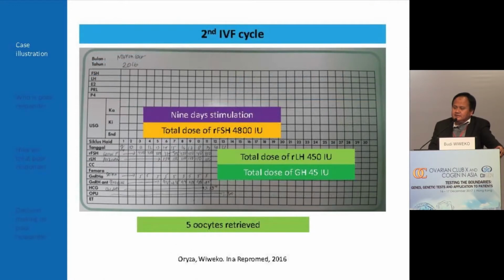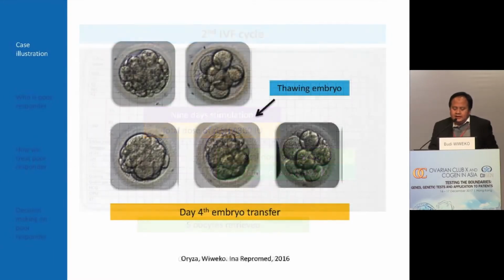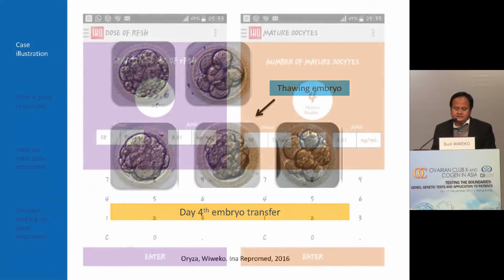The next month, the patient came again for a second IVF cycle, and we directly gave high dose gonadotropin. During 9 days of stimulation, the total dose of recombinant FSH was around 4,100 IU, with a total dose of recombinant LH of 450 IU, plus growth hormone supplementation. Fortunately, we retrieved 5 oocytes, and we did a fresh embryo transfer. Three embryos were replaced at the time, and 2 embryos were frozen.